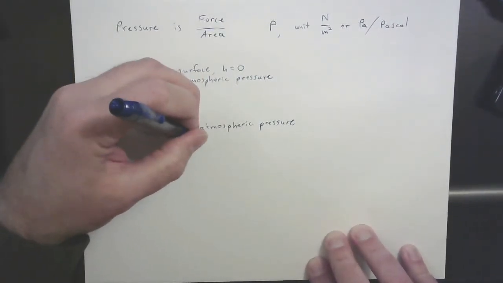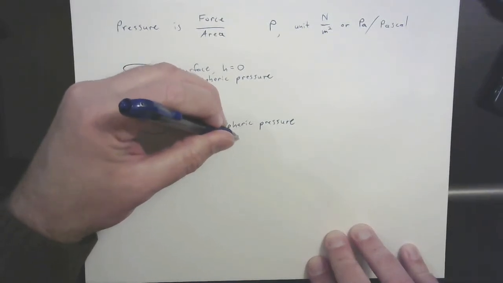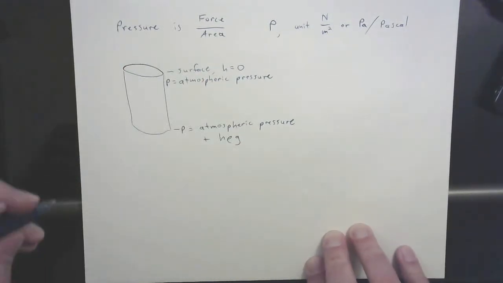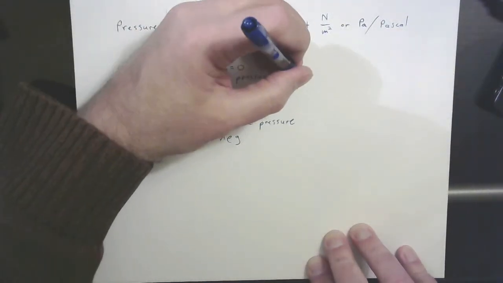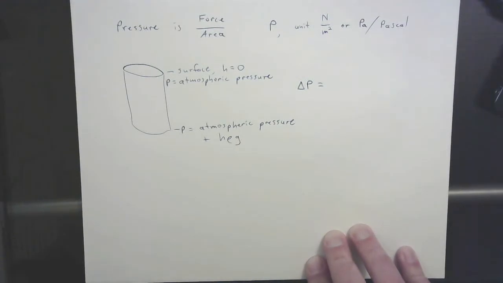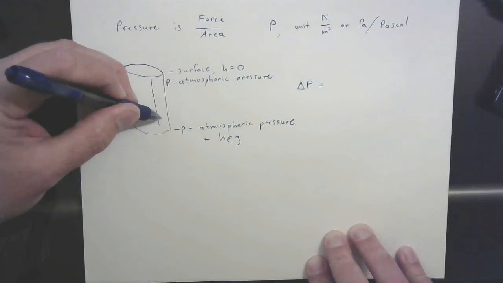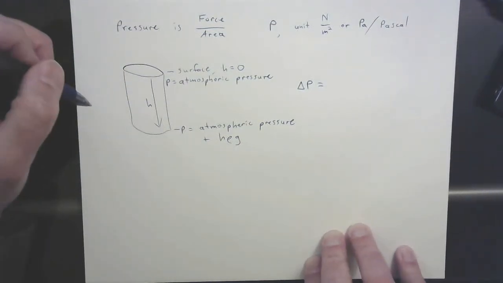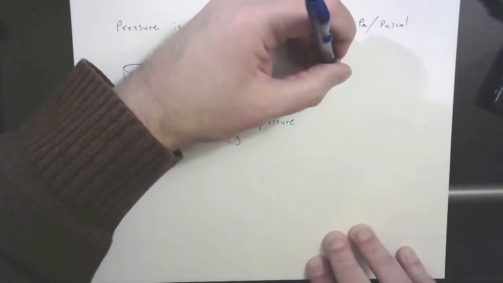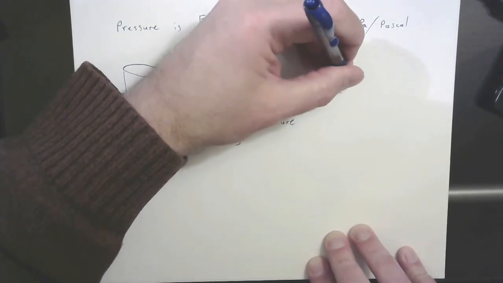How much more? Well, it turns out you just take the H and the rho and g. So that's the extra bit there. So explicitly, the change in pressure from top to bottom of this container, so H goes this way, it's H to the bottom of the container. And so the change in pressure is H rho g.